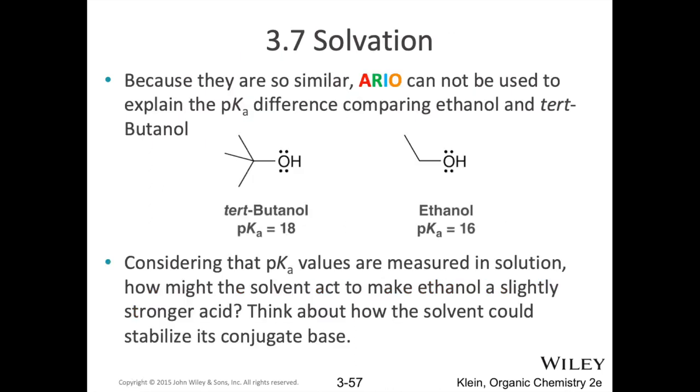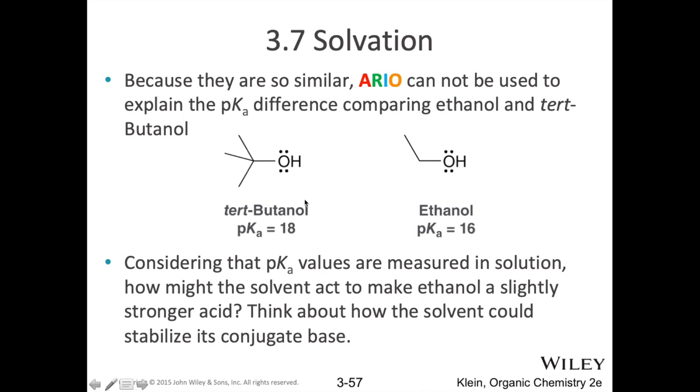So that then brings us finally to the solvation effect. Now, with ARIO, you can use that to help compare molecules and say which one's a better acid, but that's not always the only factor at play. Sometimes solvent also interferes with your pKa values, a phenomenon in fact that we can't otherwise explain using ARIO.